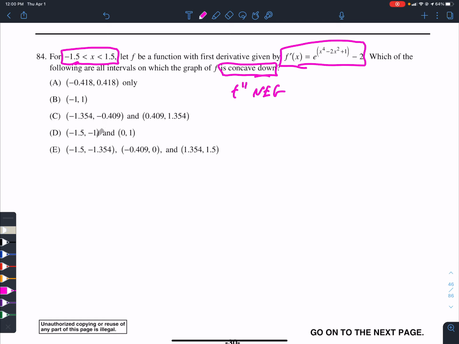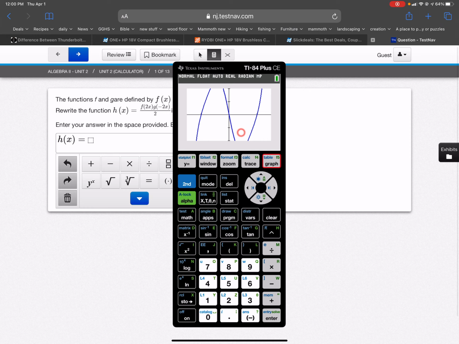It looks like this one, D, just from looking at it. We want to make sure. So this is left of negative 1 and between 0 and 1. But let's double check our intersection points. So how do I do that? Again, I do second calc. Number 2 is zero. That's where it crosses the x-axis. Guess to the left. Now you can move this blinky bob to the left of that crossing point, and then guess again to the right, and then move it over. Bam. So it crosses at negative 1.